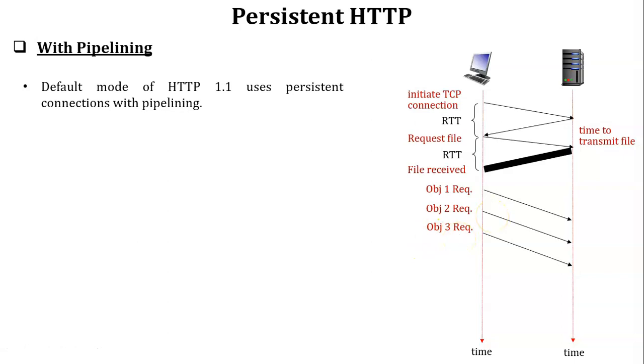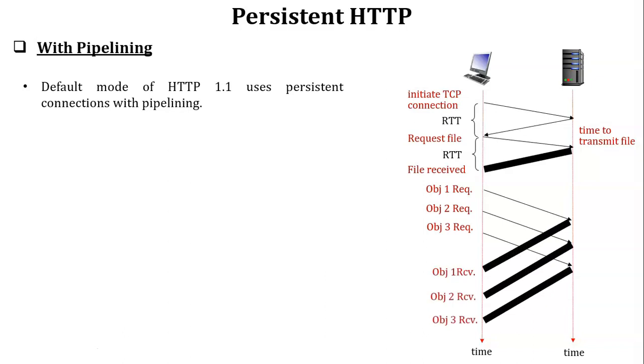So the client will receive all the objects in a sequential manner, object 1, object 2 and object 3, because here the pipelining concept is used. Based on that pipeline process, object 1 is requested, then object 1 is received first, then object 2 is requested and object 2 is received second, and then object 3 is requested and finally object 3 is received. So it is called persistent HTTP with pipelining. If all the objects are received, then the TCP connection is closed. So this is the concept of persistent HTTP with pipelining.